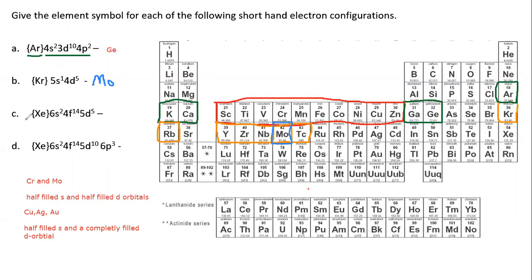Next we have xenon 6s2, 4f14, 5d5. So xenon is located here. Then we have the 6s2. And then you see down here is the 4f14. And then we count 5d5. So 1, 2, 3, 4, 5. And so here the answer would be rhenium.